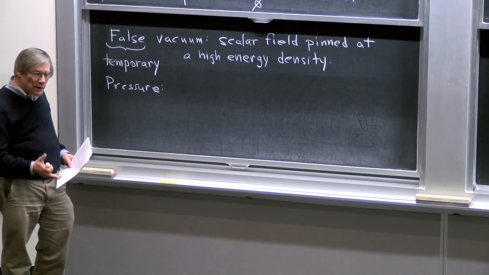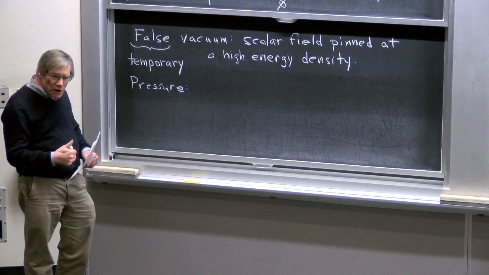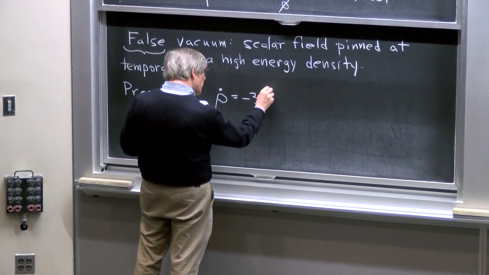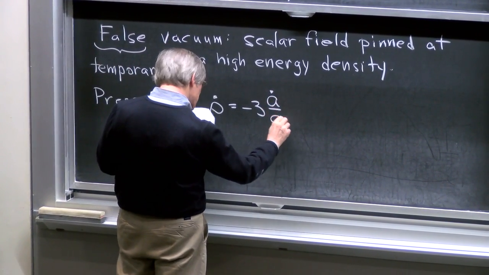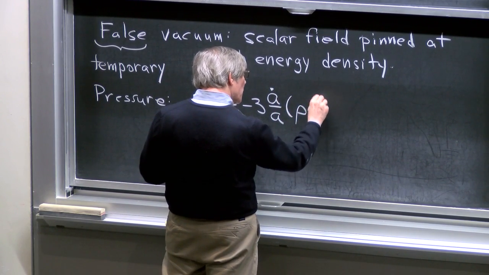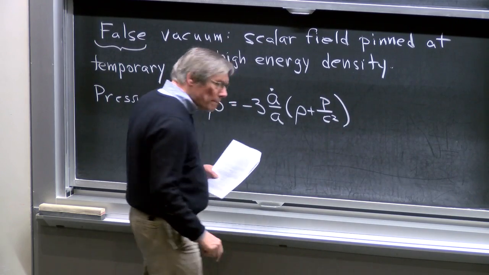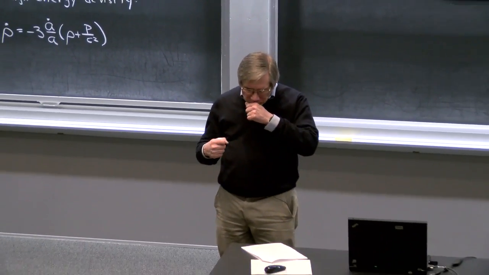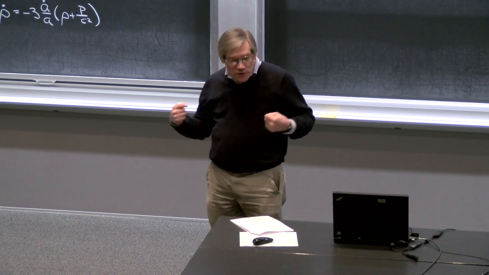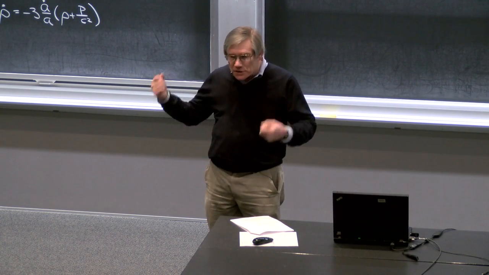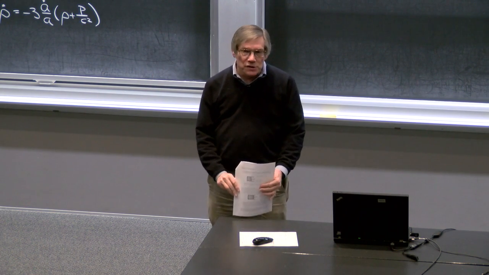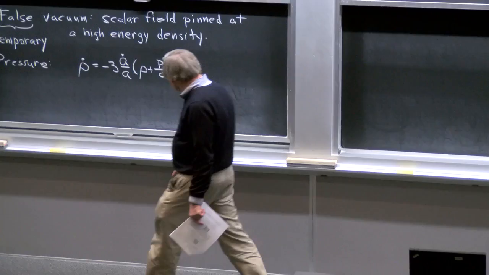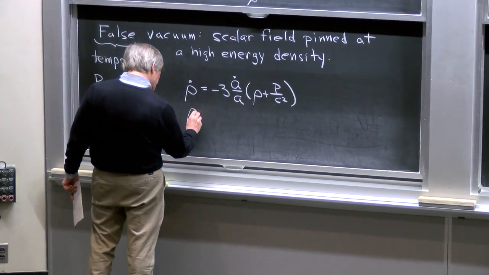The first is that if we remember the cosmological equation that we derived somewhere in the middle of the course for rho dot, we learn that rho dot is equal to minus 3 a dot over a, where a is the scale factor, times rho plus the pressure over c squared. Now, what we're saying here is that as the universe expands, the scalar field is just stuck at this false vacuum value. The energy density is stuck at the energy density associated with that value of the field, the potential energy density of the field itself. And therefore, rho dot will be 0 as the universe expands.